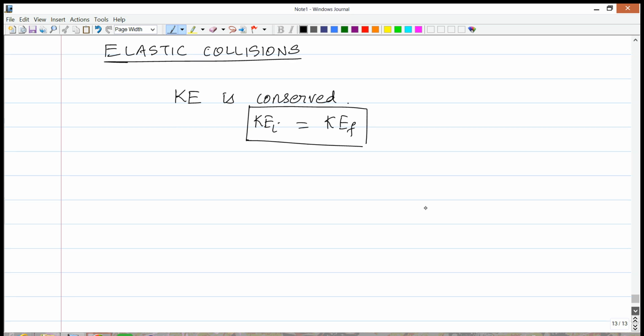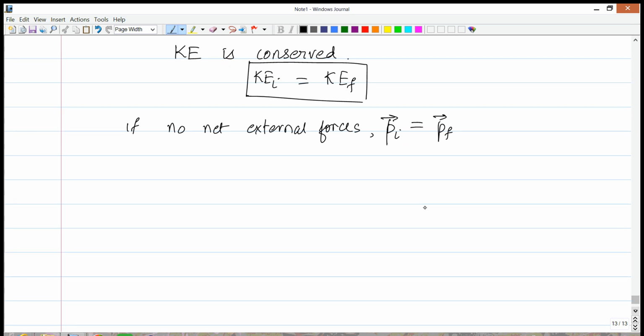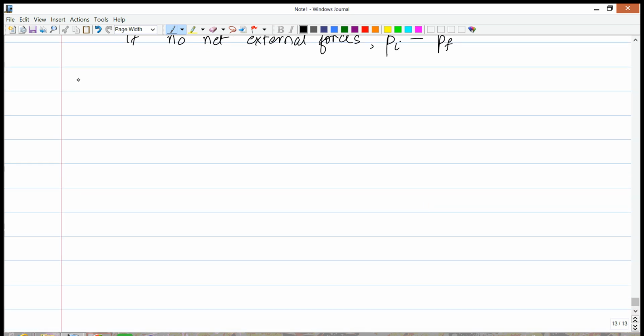Another thing we can also do is, if there are no net external forces during the collision, then we can also use Pi equals Pf. We can use that the momentum is also conserved. So we have two things that we'll have to figure out. Typically in an elastic collision there will be two unknowns, and if you have two unknowns, we all understand that we need two equations, and those two equations will come from the two conservation principles. One will be the kinetic energy conservation, and the other will be the momentum conservation. So let's look at an example of how to apply all this to a problem.